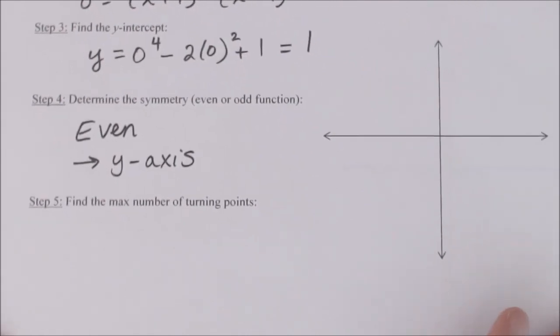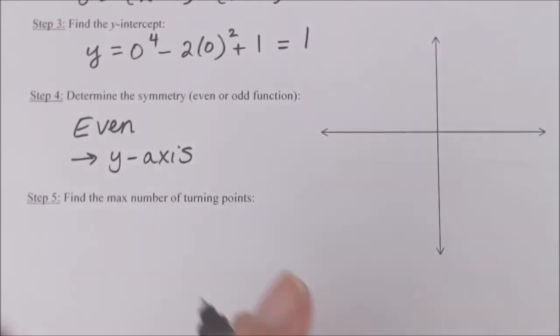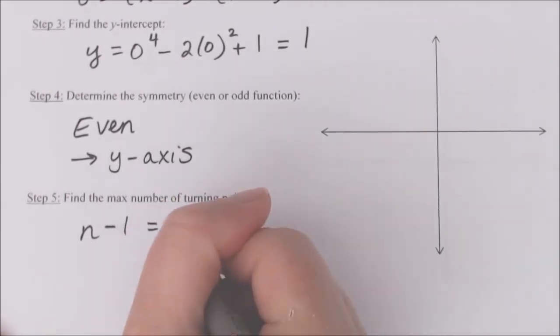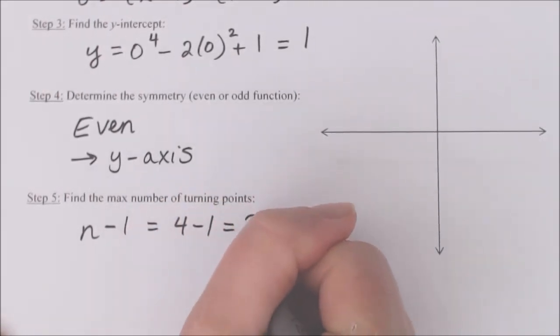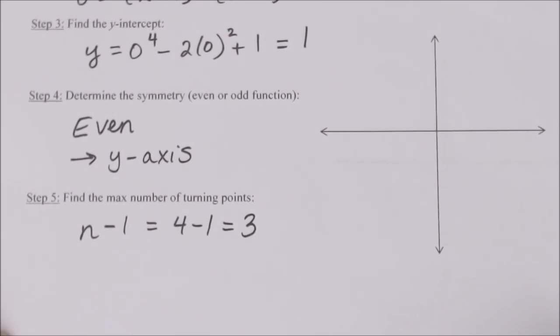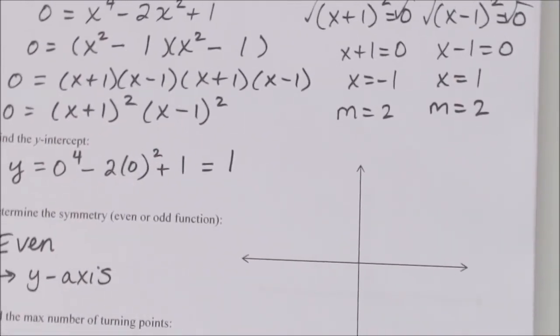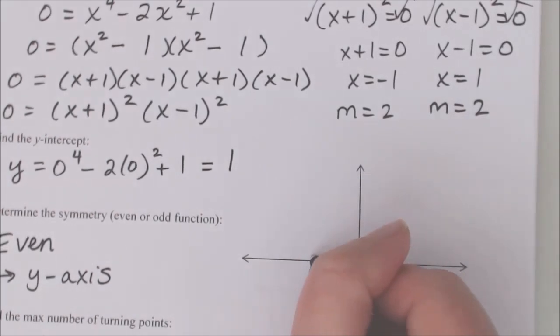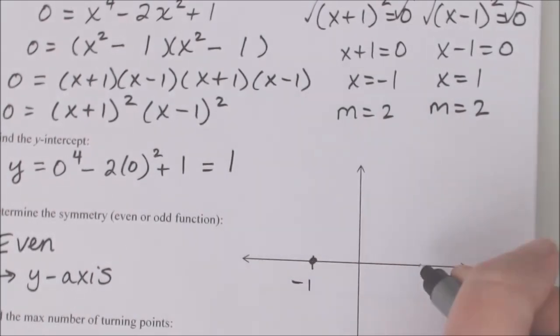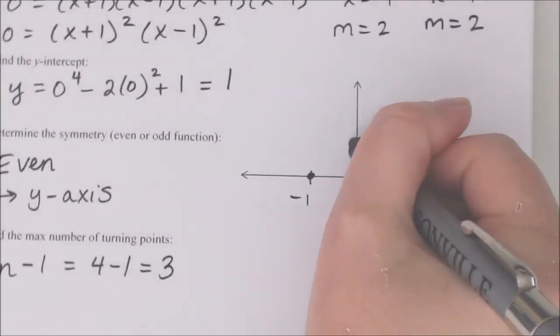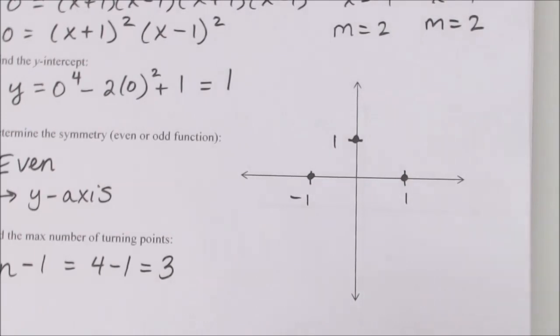Last step before we graph is to find the max number of turning points. So remember, that's n minus 1. In this case, n was 4, so we're going to have 3 turning points. So let's go ahead and put all this on the graph and see what happens. We had x-intercepts at -1 and +1, and we had a y-intercept in step 3 of +1. So I'm going to put those points on the graph.